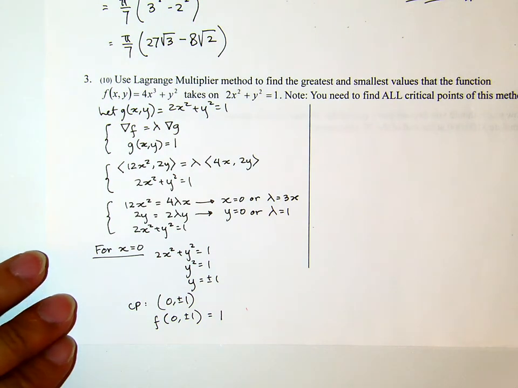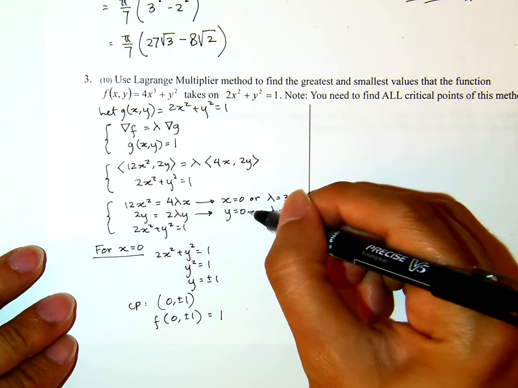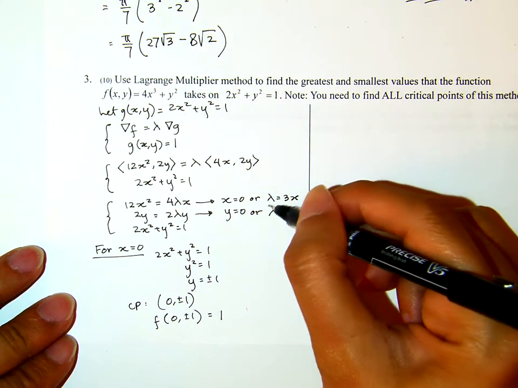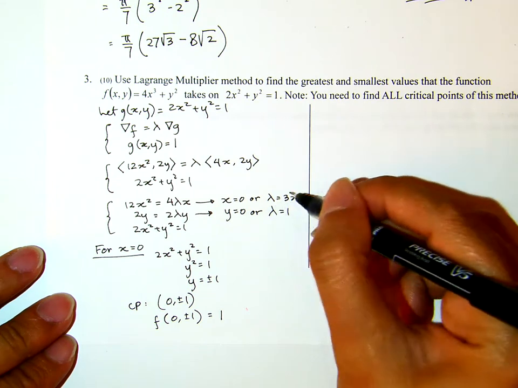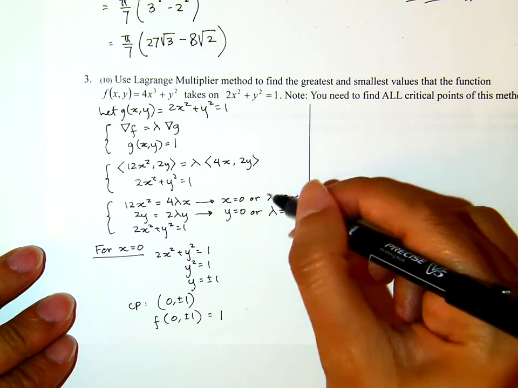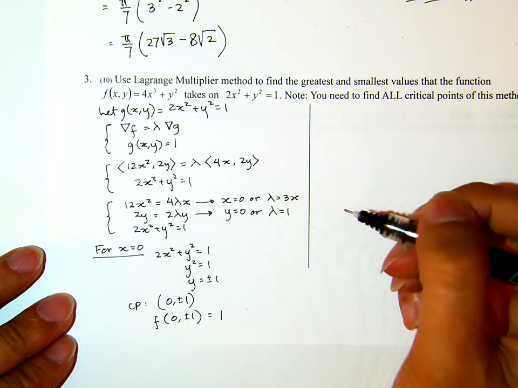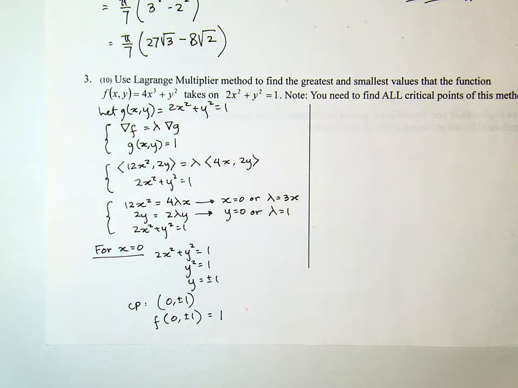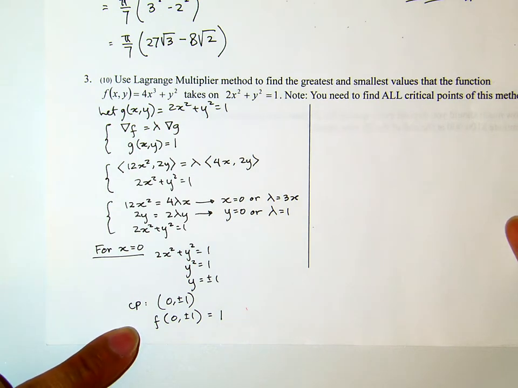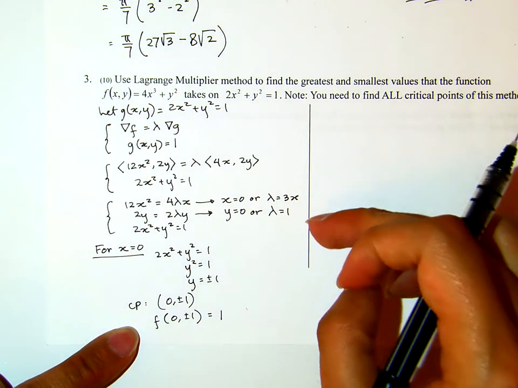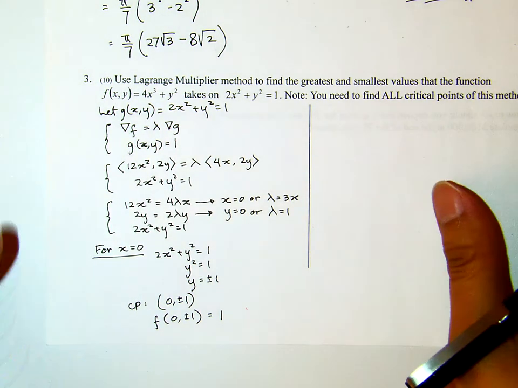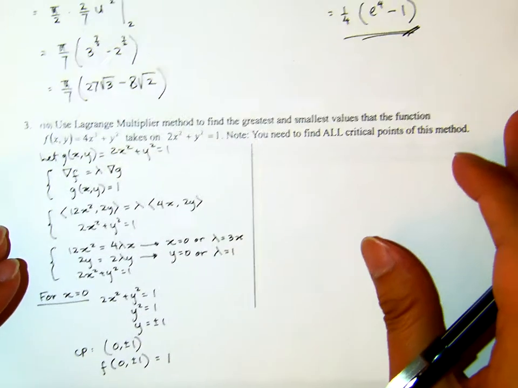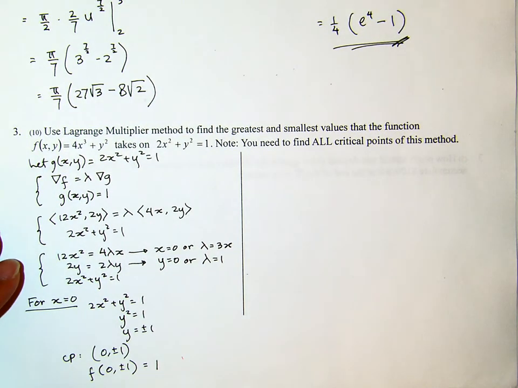Now some of you may argue that this is not possible because if y cannot be 0, then lambda has to be 1, and if lambda equals 1, it implies x should be 1/3, which contradicts the fact that x equals 0. I will put it here for now, and we will see that this will not be the greatest nor the smallest value, because of that possible contradiction. Now let's see the second possibility. What happens when y equals 0?